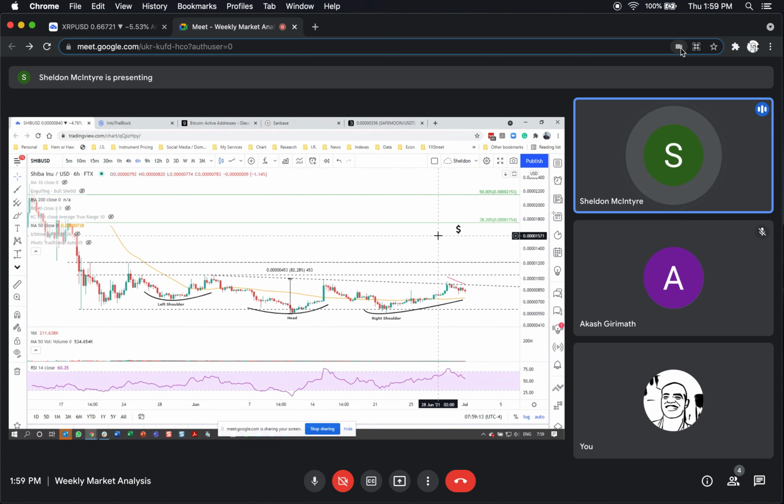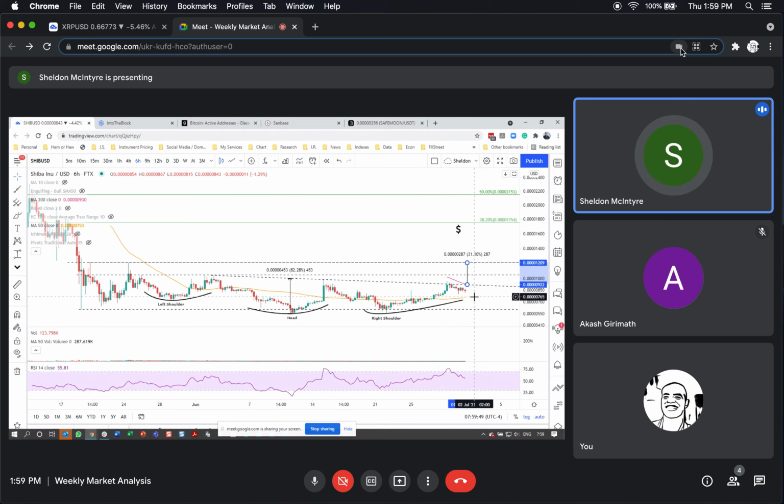I think a more realistic scenario is we get up and test this area here, which is around 1204, 1214, which would take us up about 30% from the neckline to that high. That seems like a more realistic scenario for Shiba at this point. But if we drop down and take the low of the right shoulder, which would be pretty close to taking the low of the head, the pattern would be invalidated.